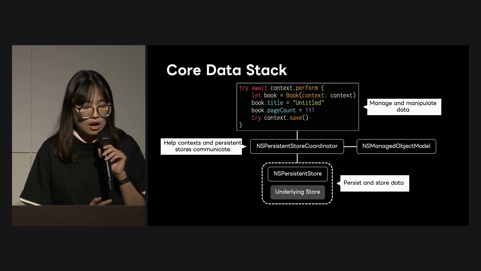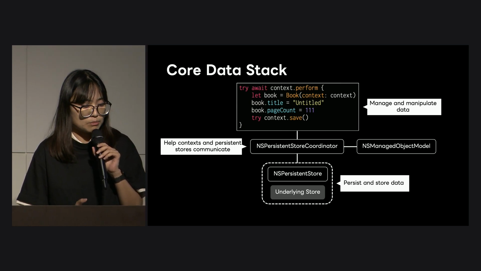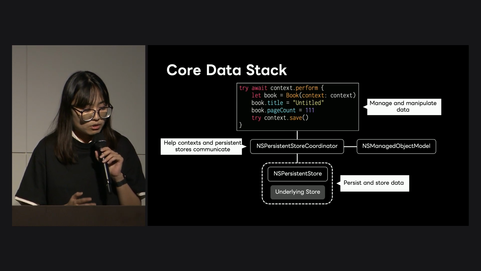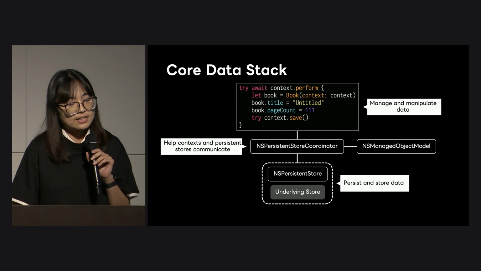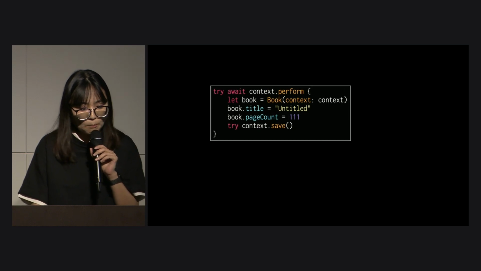Here's a detailed example of how the topmost layer in the core data stack handles saving data to the persistent store. First, we create a new instance of the book object within a specific context, and then simply call save on that context to persist the data.